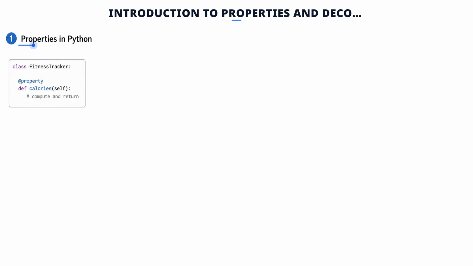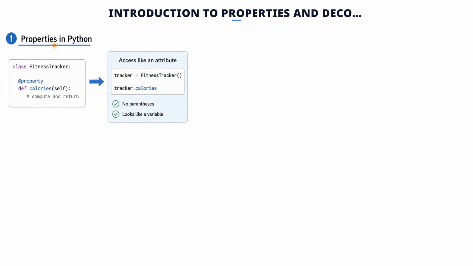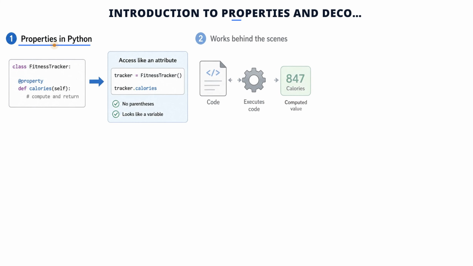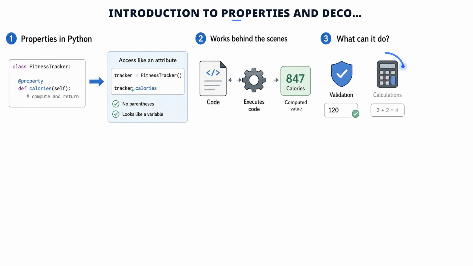Properties in Python provide a really clever way to create attributes that look exactly like normal variables on the outside, but secretly execute code on the inside. When you access a property, you don't use parentheses like you would with a standard function call. You simply type the object.attribute, just like this tracker.calories line right here. This allows developers to add things like data validation, perform dynamic calculations, or control access to private data, all without changing how the user actually interacts with your code.